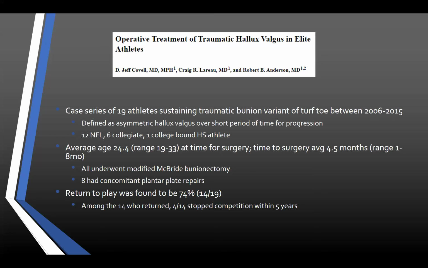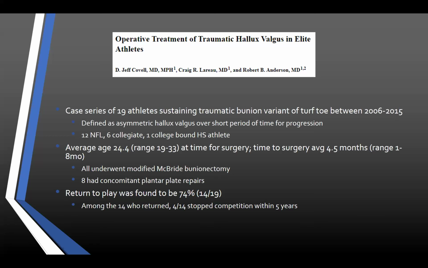In this case series, they identified 19 athletes, 12 of them being from the NFL, 6 were collegiate, and 1 who appeared from the description in the paper to be a high school athlete who was recruited and had committed to be a Division I college athlete. The average age of the patients was approximately 25 at the time. 8 of them needed a plantar plate repair in addition to their modified McBride bunionectomy for their traumatic hallux valgus. There was a much larger time range of surgery, but on average it was performed approximately 4.5 months after injury.